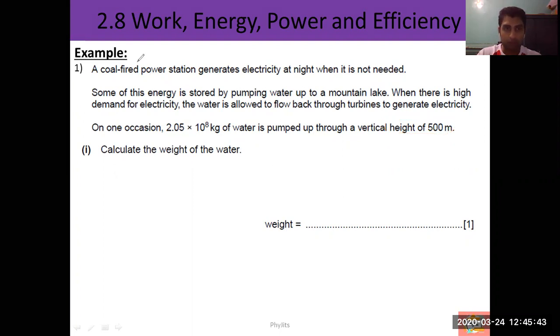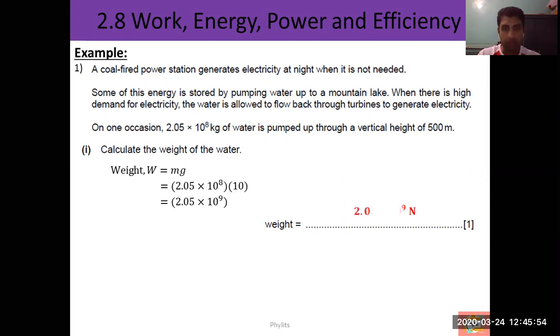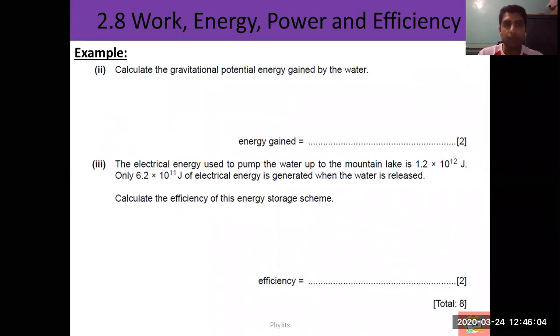Okay, we go with the question. Question says, calculate the weight of the water. According to our understanding, weight is given by mg, mass times gravity. So this will be a simple calculation. So 2.05 times 10 to the power of 9 Newton of water weight that is being pumped. Okay, calculate the gravitational potential energy gain.